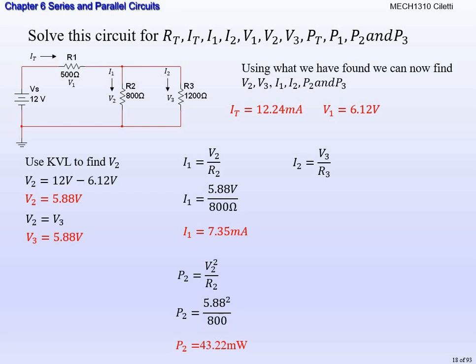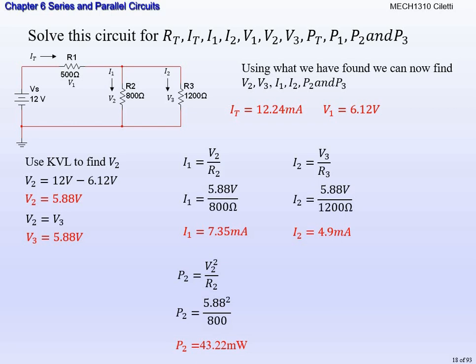We can do the exact same thing for I2 over here. I2 is the current going through R3. So the voltage drop across R3 and the value of R3. So current is voltage divided by resistance. So 5.88 divided by 1200 ohms. We get 4.9 milliamps. You get 0.0049 amps, but that's 4.9 milliamps. So that's I2. So those are our two branch currents, right? I1 and I2. If we add those up, they better equal what? IT. Do they? All right, 7.35 plus 4.9 gets pretty close to 12.24.